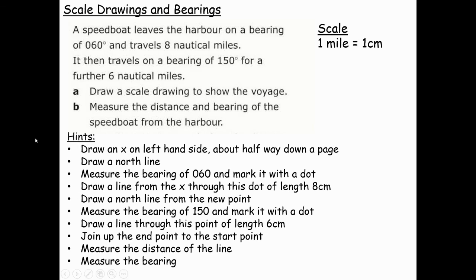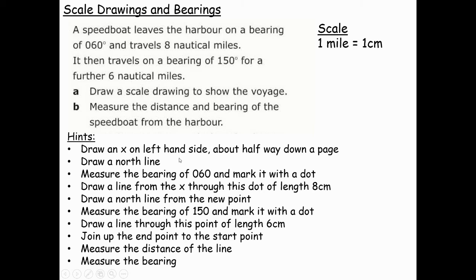I'm telling you that if you put your X on the left hand side of the page about halfway down, that'll give you plenty of space you need for where this journey is going to take you. So then you draw a north line. From your X, you draw a line straight up and put a little N on the top of it. Then we're going to measure a bearing of 060 and mark it with a dot.